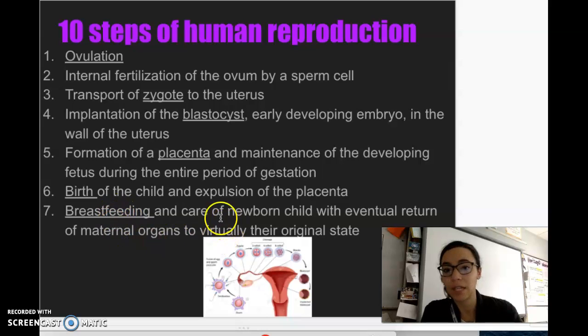And then breastfeeding is that final stage of reproduction where we can care for our newborn. And eventually the breastfeeding actually helps the maternal organs kind of get back to their normal state. It initiates uterine contractions so that the uterus can shrink back down to size.